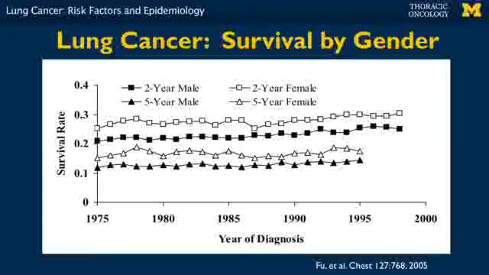The survival of lung cancer also varies according to gender, with men doing significantly worse with lung cancer than women. We see both the 2-year and 5-year survival rates laid out here, with women in the open boxes or triangles and men being indicated by the closed boxes or triangles. And we see that the survival rates for men are lower than women at each time point. And this is a consistent finding, not just in lung cancer, but across most of our cancers.